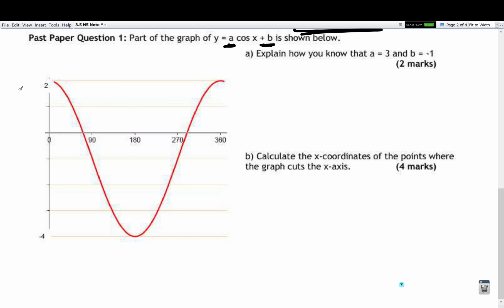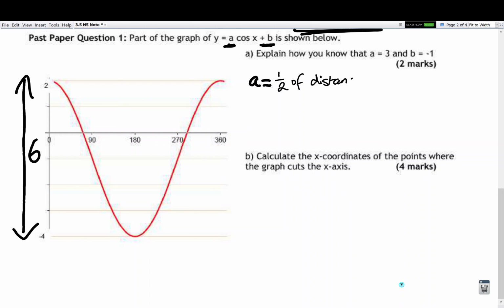So remember, the amplitude, the definition we used before, is half of the distance between the maximum and the minimum. So the distance between 2 and -4 is 6. So half of 6 is 3, and that is what a is. A equals 3. You can say a little statement like a equals half of the distance between max and min, i.e. half of 6, which equals 3. That's an acceptable statement there.